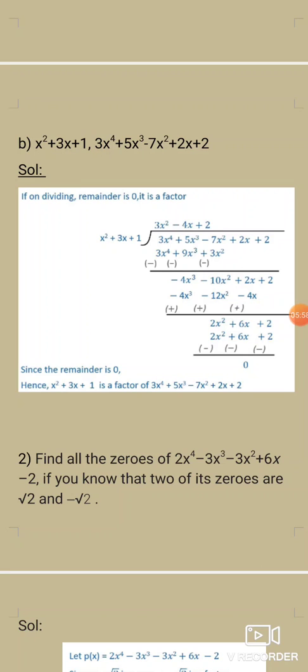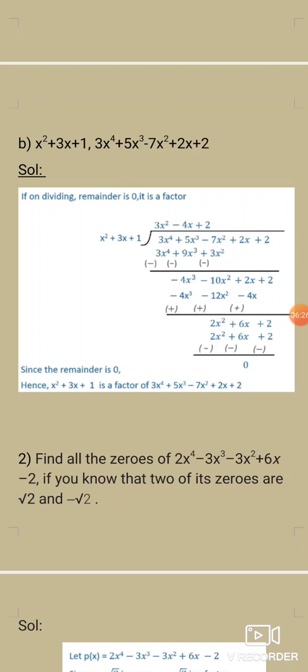Now listen carefully. This given polynomial is which degree polynomial? Yes, fourth degree polynomial. So if it is a fourth degree polynomial, it has how many zeros? At most 4 zeros. Here we need to find all the zeros of the given polynomial. We know that two of its zeros are plus root 2 and minus root 2.